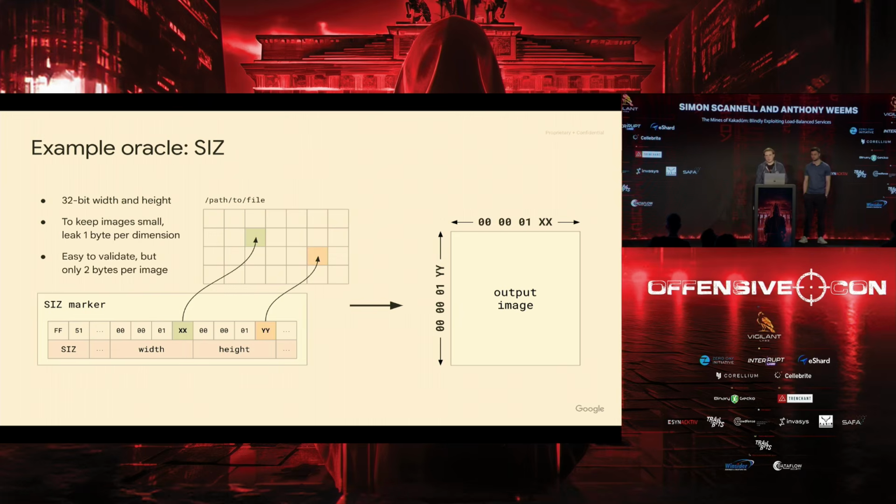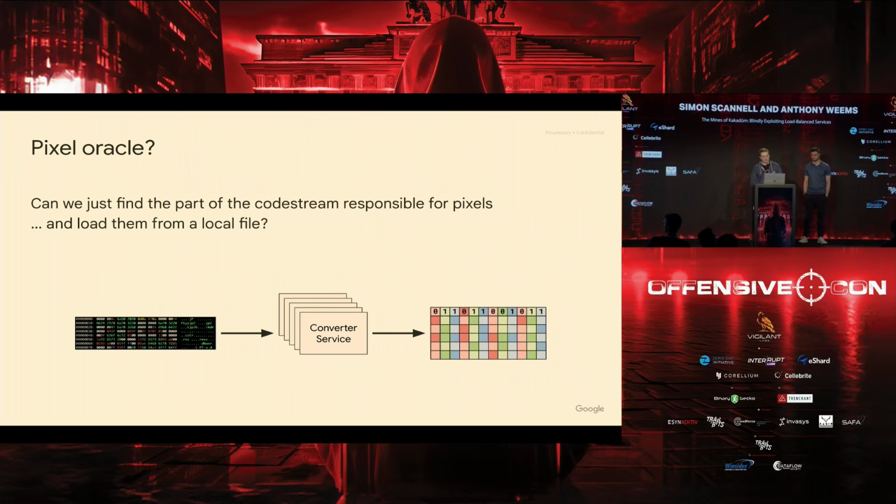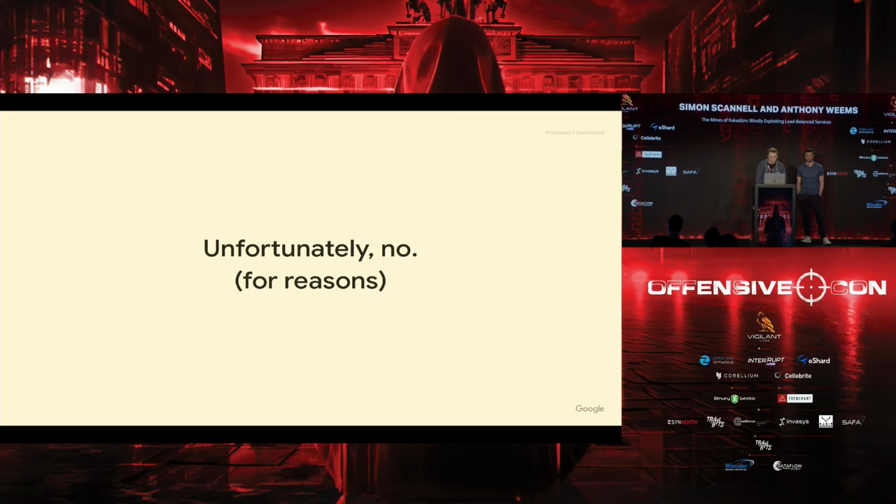So that's nice, but 2 bytes per request isn't very much. So we would ideally like to leak more. You might think, okay, well, somewhere in this code stream, there's a section of data that's just RGB, right? There's going to be a section for the pixels. Can't we just reference a local file there and then leak data directly in the RGB values? The unfortunate answer is no, and we don't have time to get into why, but basically there are some low-level details of JPEG 2000 that make this basically impossible, some variable length encoding and a bunch of math. So we had to find another way.